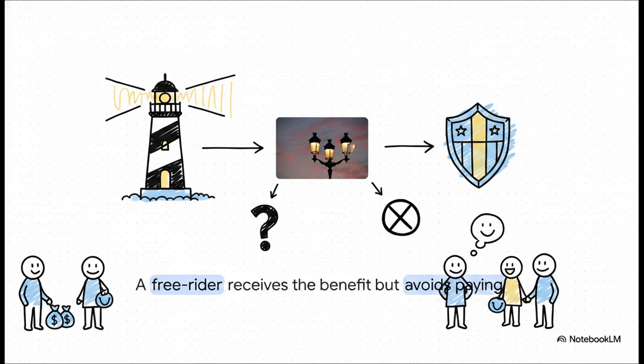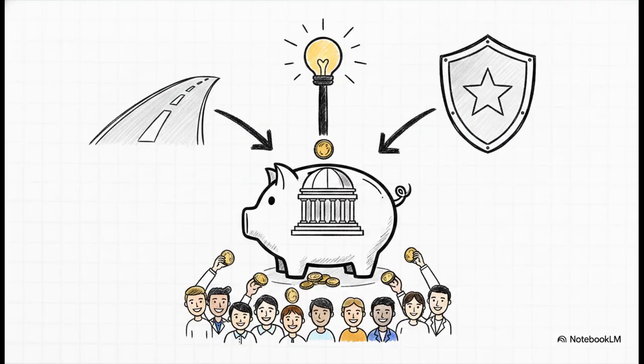Because think about it, since you can't exclude anyone from the benefits of a lighthouse or military defense or a public streetlight, a totally rational person might just decide to keep their wallet closed. They'll think, hey, I'll just wait for my neighbor to foot the bill for the streetlight and then I'll just walk under it for free. And because everyone is secretly thinking the exact same thing, private companies look at that and say, no way, we aren't building these. Since the private market completely faceplants here, the invisible hand is totally useless.